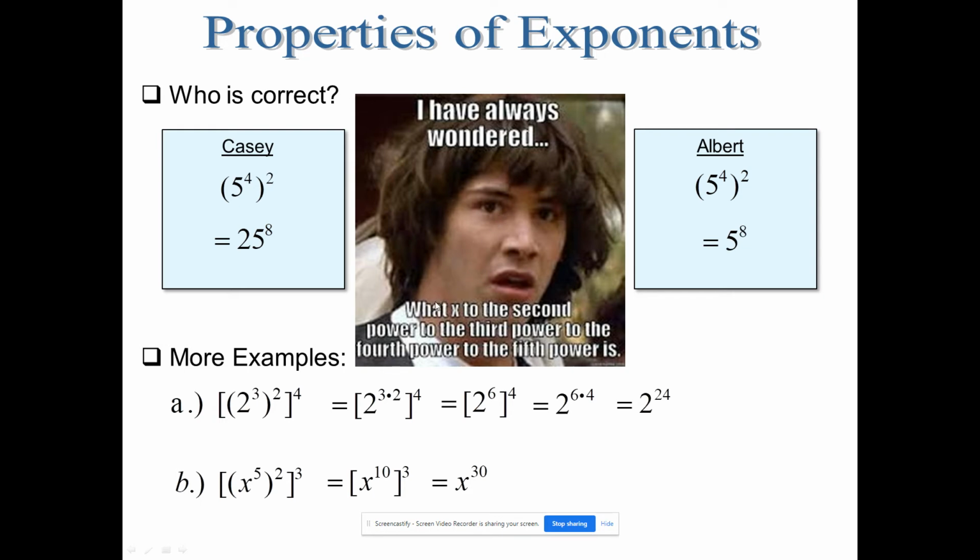I always wondered what x to the second power to the third power to the fourth power to the fifth power is. Well, we can actually answer that. X to the second to the third is x to the sixth, to the fourth is x to the 24th, and then to the fifth, 24 times 5 is what, 120? So x to the 120? Easy.